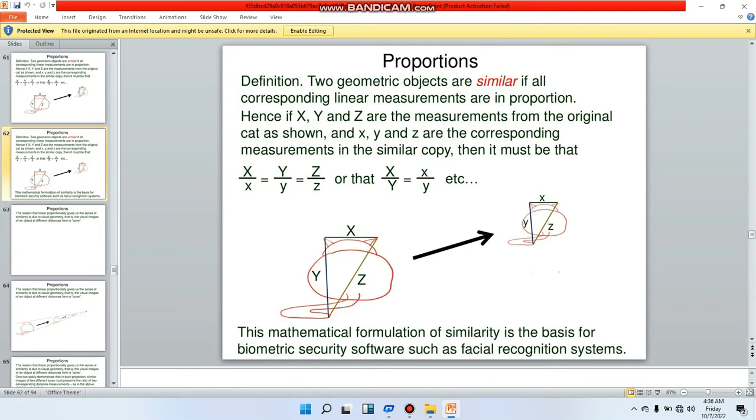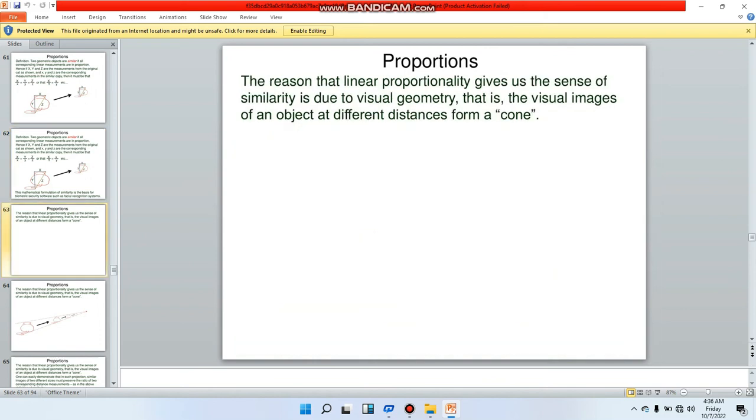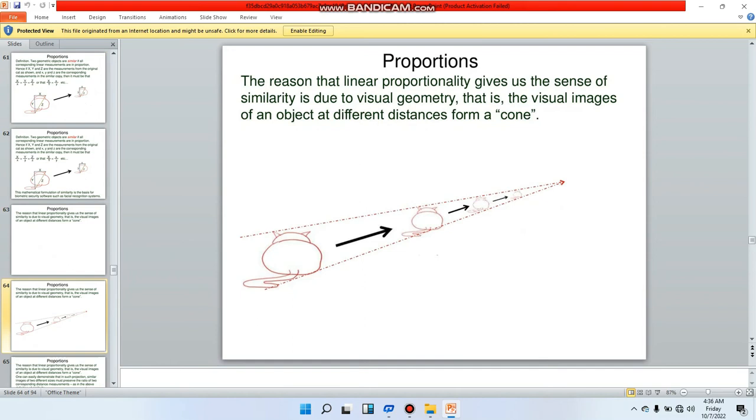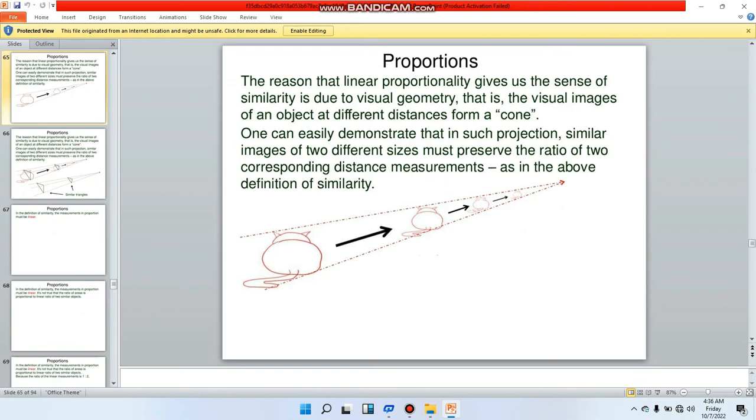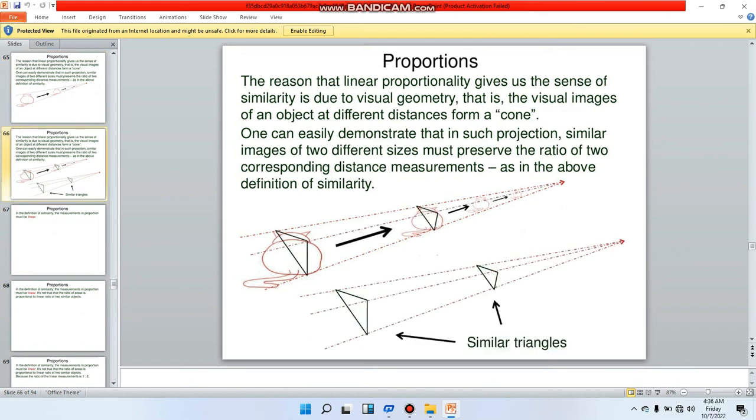This mathematical formulation of similarity is the basis for biometric security software such as facial recognition systems. The reason that linear proportionality gives the sense of similarity is due to the visual geometry, that is, visual images of an object at different distances form a cone. This is an example of a cone. One can easily demonstrate that in such projection, similar images of two different sizes must preserve the ratios of corresponding distance measurements as in the above definition of similarity.